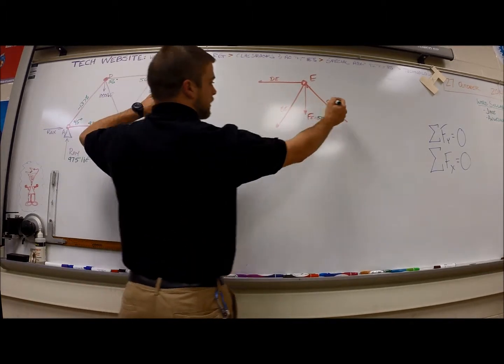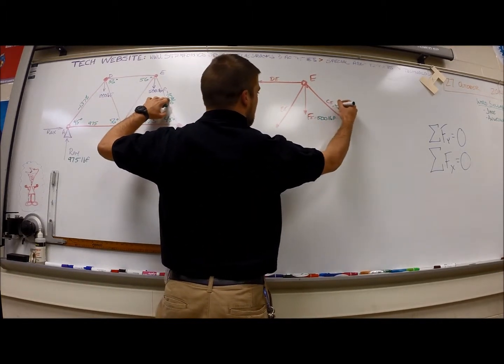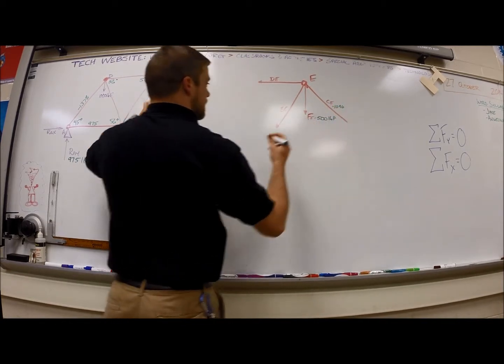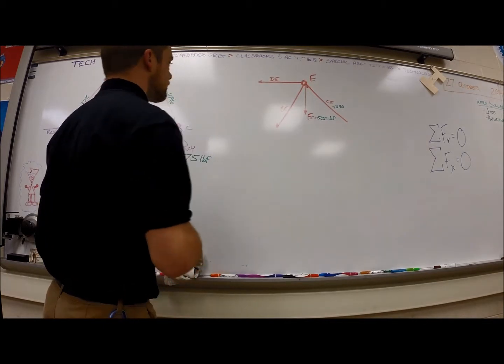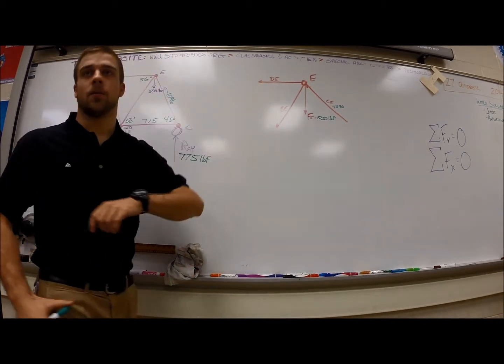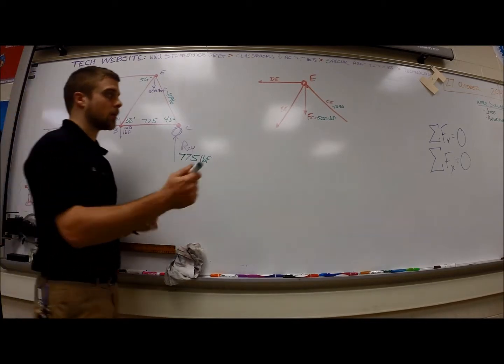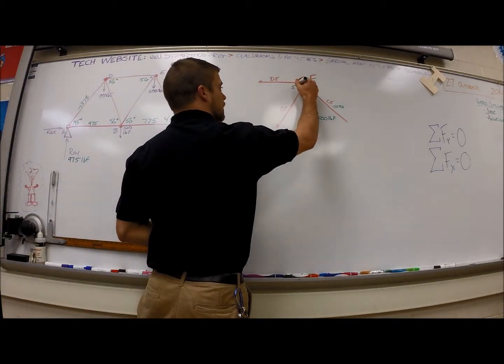We know what our magnitude is here for CE, negative 1,096. So DE and BE are the unknowns that we are trying to solve for in this one. Can't forget our angle.